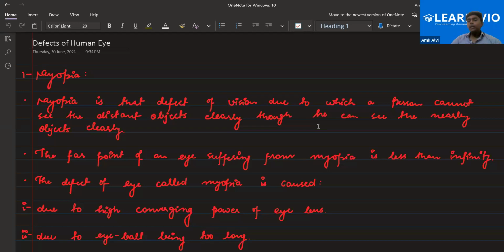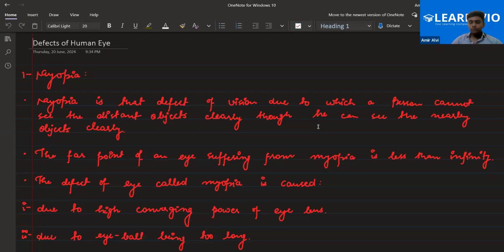So can anyone tell me, will the focal length increase or decrease in that case, if the far point is getting decreased from infinity to a certain point? Decrease. The focal length will decrease. Decrease. What about you, Mariam and Abdul? Decrease.